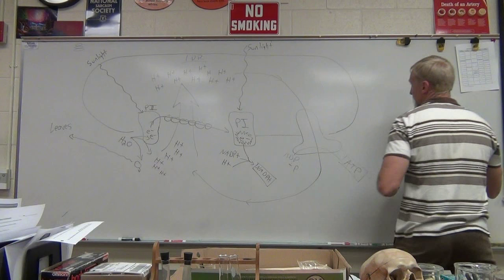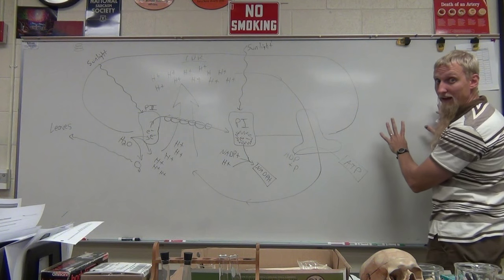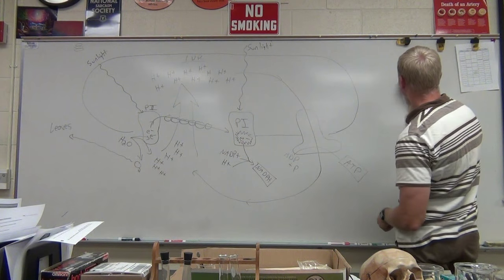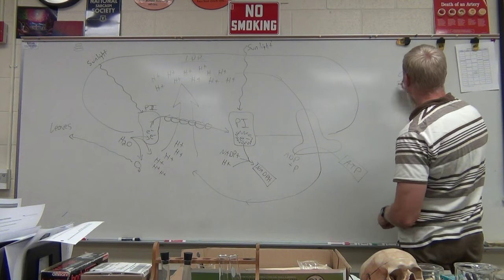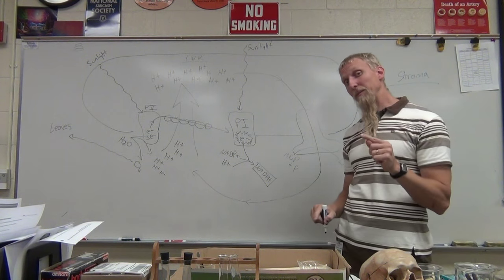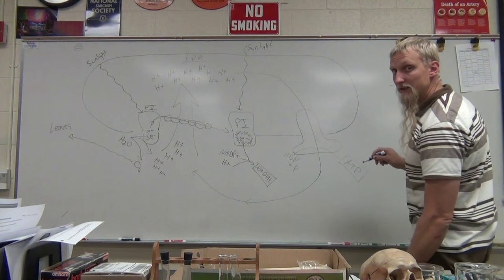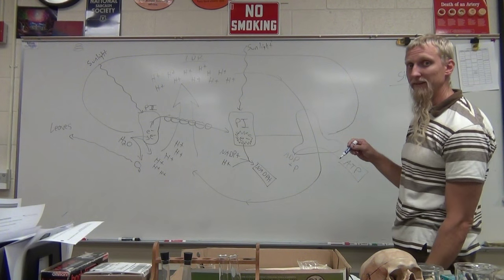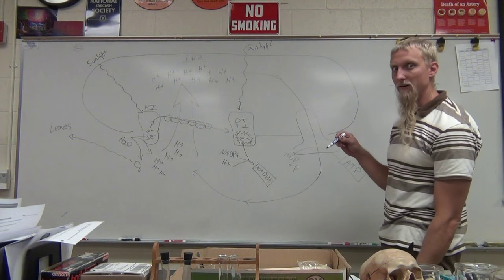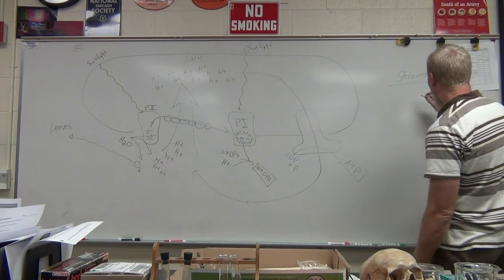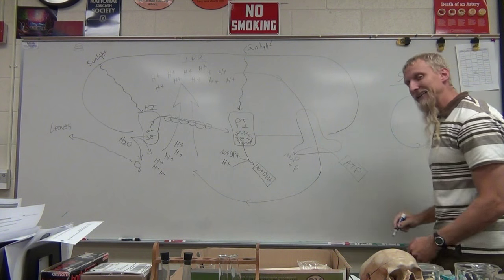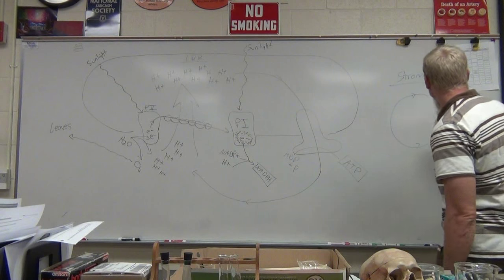Over here, still in the chloroplast, but in the liquidy part outside the thylakoid called the stroma, there is a cycle. We learned the Krebs cycle in respiration. This is called the Kelvin cycle, discovered by Melvin Kelvin. Nerd. All right. Kelvin cycle is a series of chemical reactions. It's kind of the reverse of the Krebs cycle.